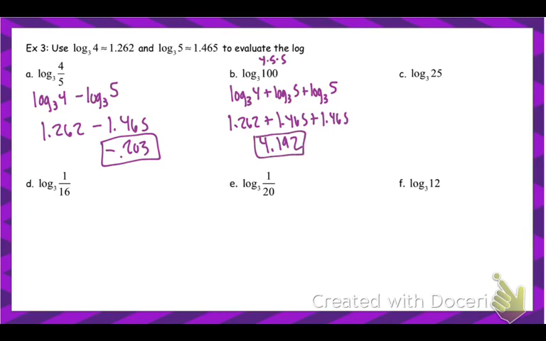All right, so now let's look at log base 3 of 25. Again, I can do this actually two different ways. I could do log base 3 of 5 plus log base 3 of 5. Another way I could do this, though, this is log base 3 of 5 squared, which means this is 2 times log base 3 of 5, which means this is 2 times 1.465, which is 2.93.